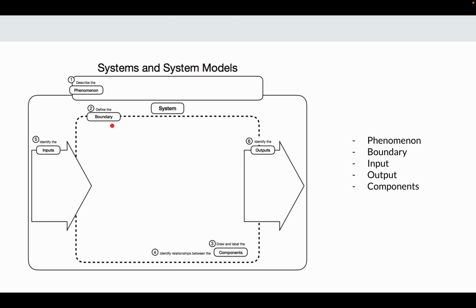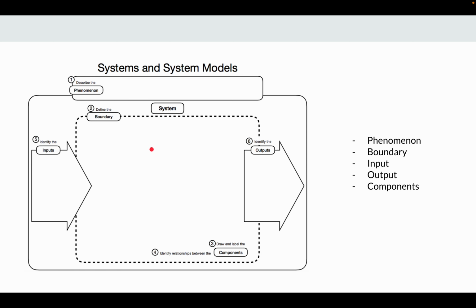Then identify the boundary. It is important to identify the boundary before identifying all the inputs, outputs, and components, because the boundary limits how big your model is going to be. Without a boundary, your model can include everything in this universe. However, if you identify your boundary as a cell membrane, it's much easier to identify all the components, inputs, and outputs.